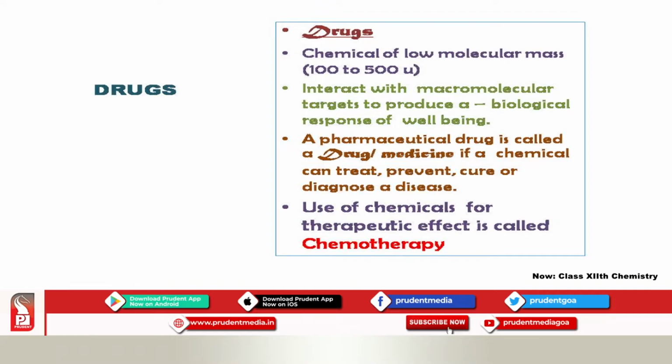A pharmaceutical chemical is called a drug or a medicine if it can treat, prevent, cure or diagnose a disease. This is the use of chemicals for therapeutic effect. Therapeutic use or effect means it induces a sense of well-being, it cures body and mind. That is called therapeutic effect, and it is called chemotherapy.